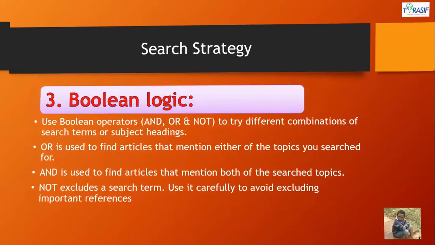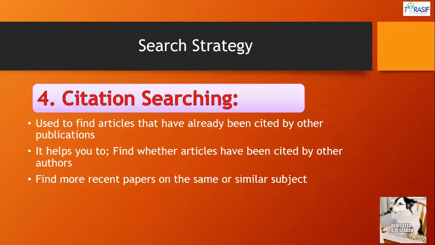We talked about Boolean operators. We talked about citation searching, which is forward and backward citation. I was talking about what I call snowball citation. I don't think it's a terminology in research. I just coined it. Coincidentally, it may be a terminology in research design, but for citation, I don't think so.